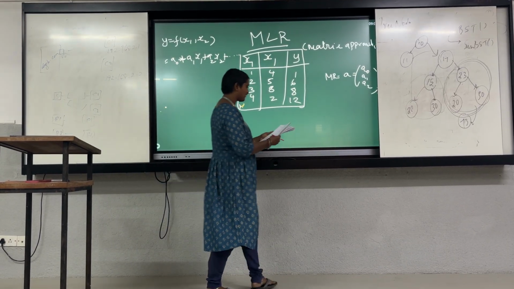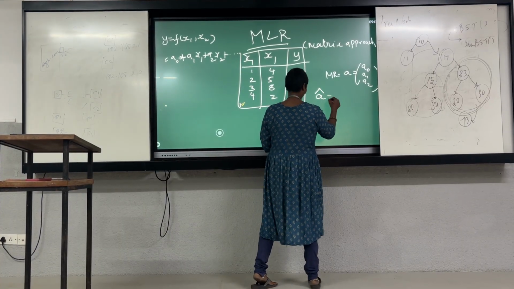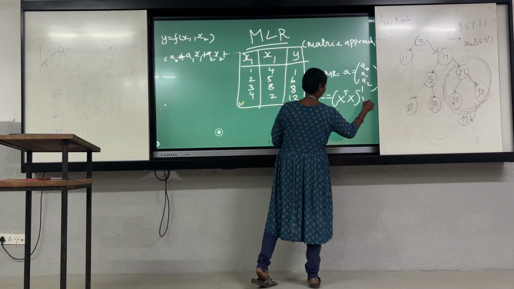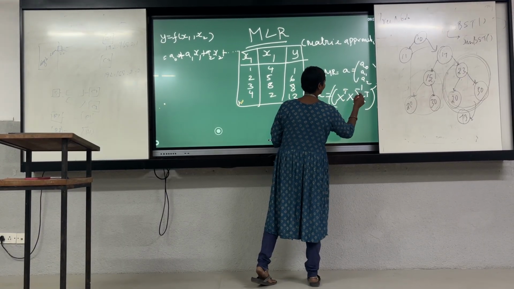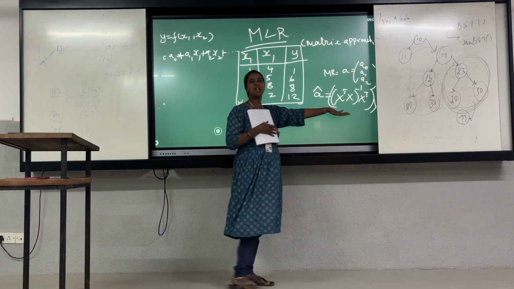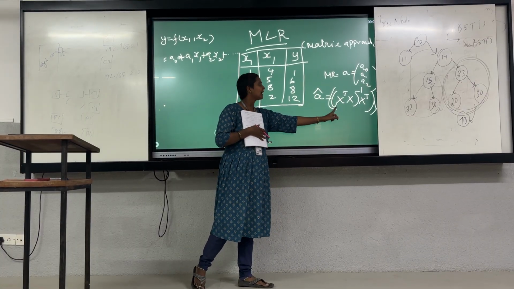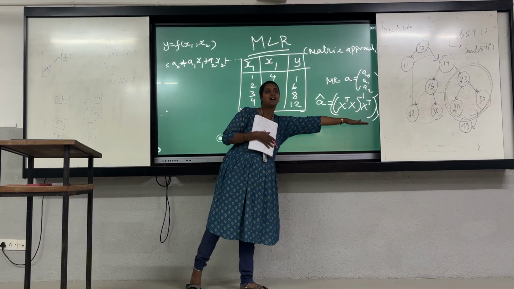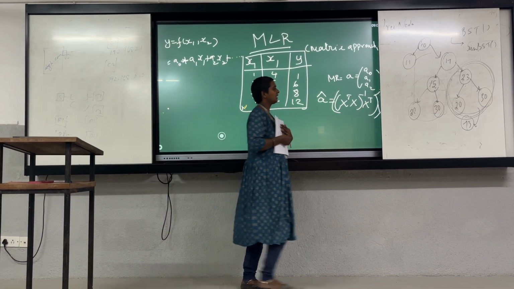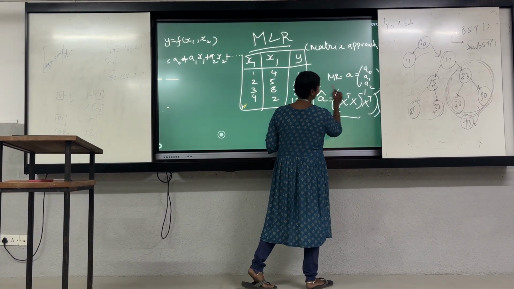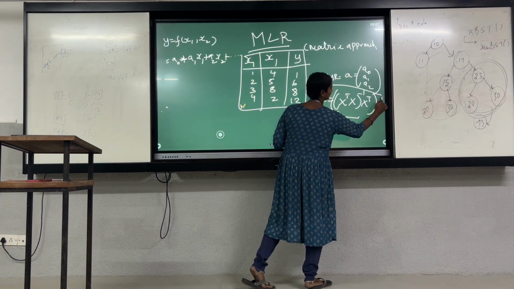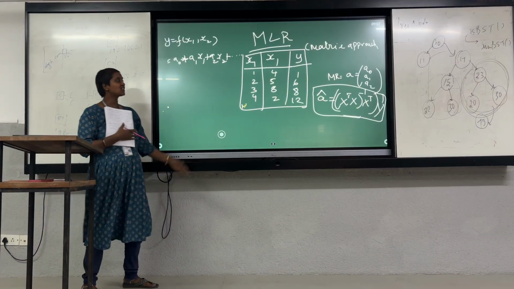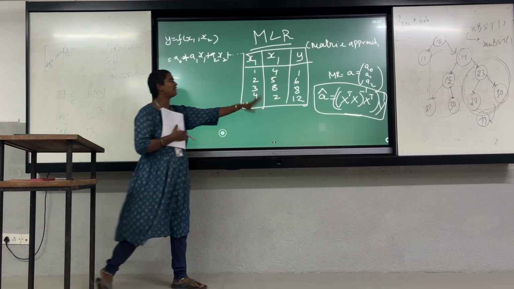So what is the regression formula? Last class we saw matrix regression. This is the formula for matrix regression: X transpose into X whole inverse into X transpose whole into Y. This is the formula for matrix regression that we are going to apply for this table.